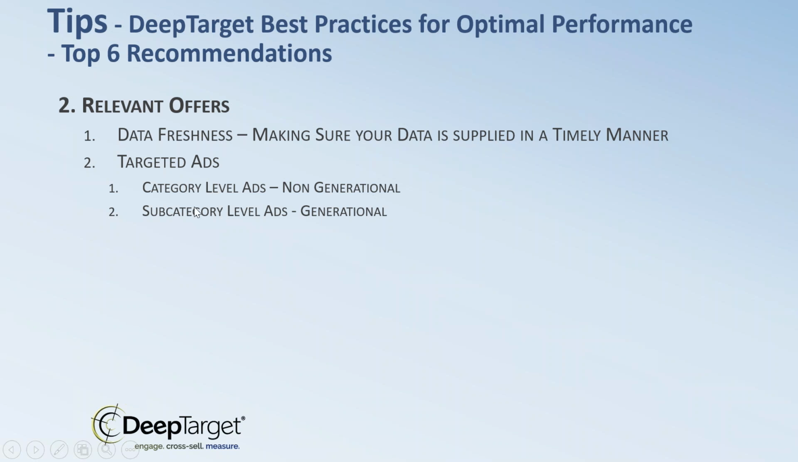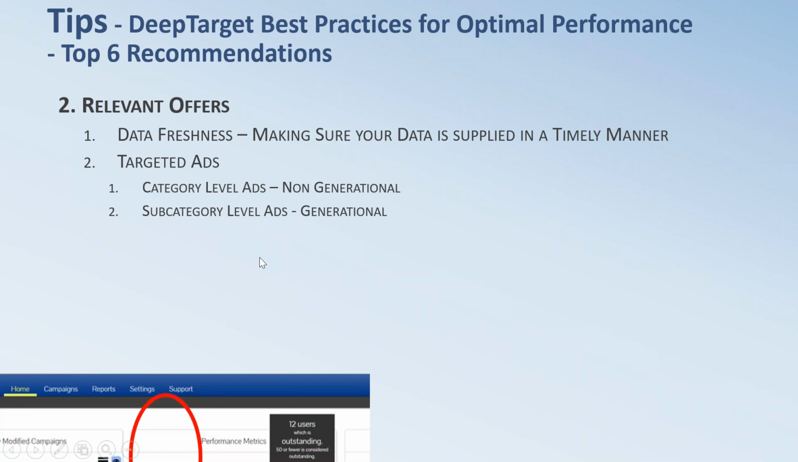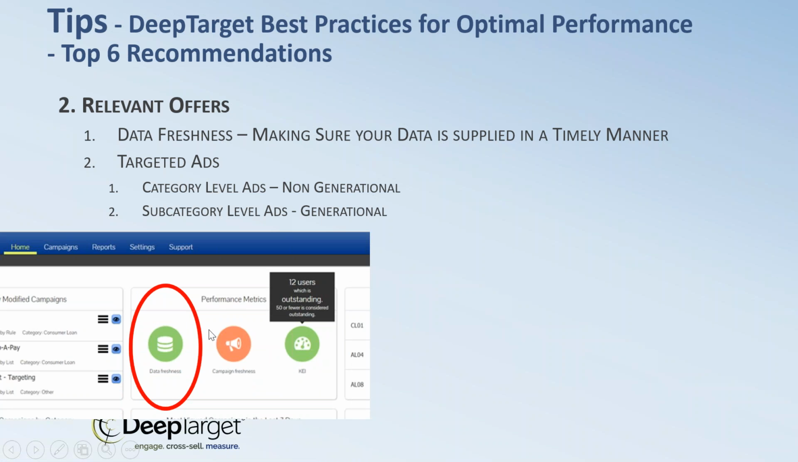So remember that. So number 2 is offers. So data freshness. It's important, and we give you that indicator on the dashboard of how fresh your data is. So make sure your data is fresh with us, that we're getting and receiving it. Because that's so incredibly important, because when your members do take out an auto loan based on an auto loan campaign, you want that ad to drop out of their stack, so you're not wasting their time, your time, that sort of thing, right?